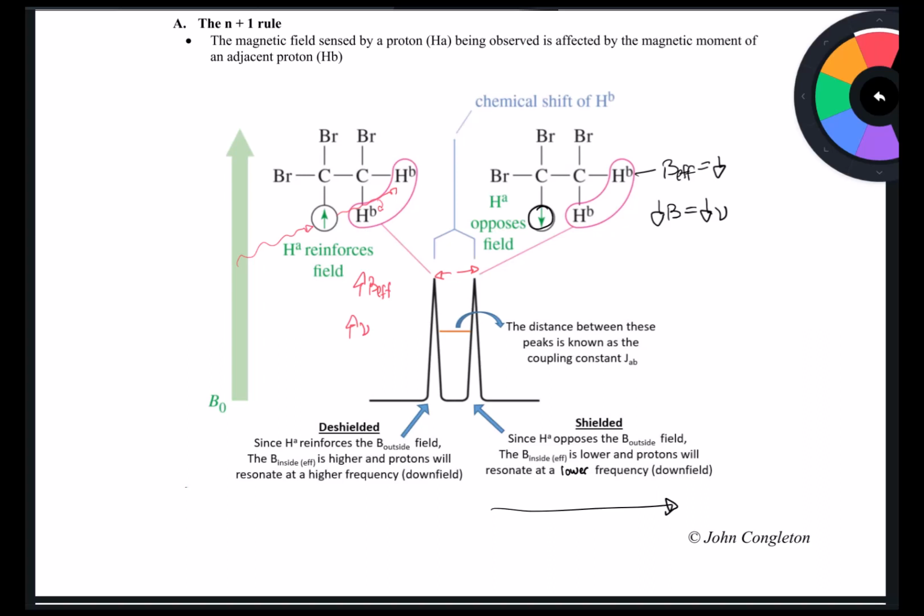The way the n+1 rule works is we look over here at our neighbors. N is equal to 1, so n+1 is equal to 2, and that's why we see what's described as a doublet. Last thing, the distance between these peaks is important. We talk about that a little bit more in second semester, but that distance is called the coupling constant.